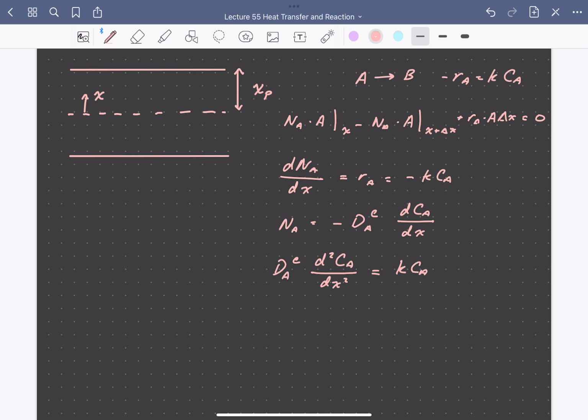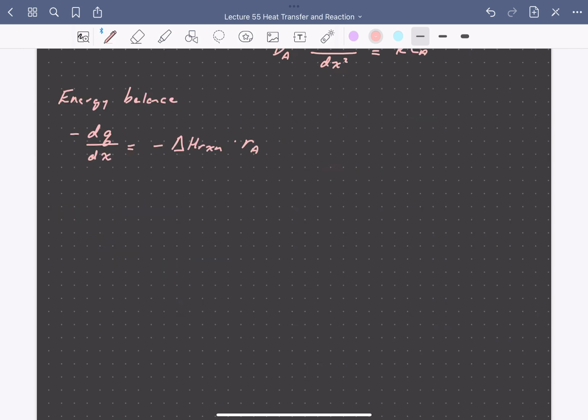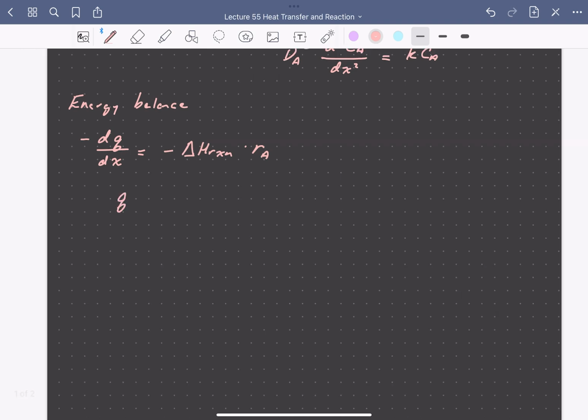So we can similarly write an energy balance on this differential slice, and once we divide by the cross-sectional area and take the limit as the slice becomes infinitesimally thin, we can arrive at the following differential equation. Here q is our heat flux, and delta H of reaction is greater than 0 if we have an endothermic reaction and less than 0 for an exothermic reaction. The heat flux can be related to the temperature gradient using Fourier's law. And here lambda is the effective thermal conductivity.